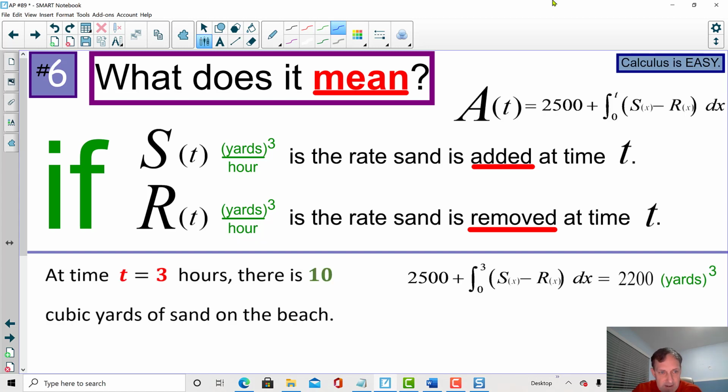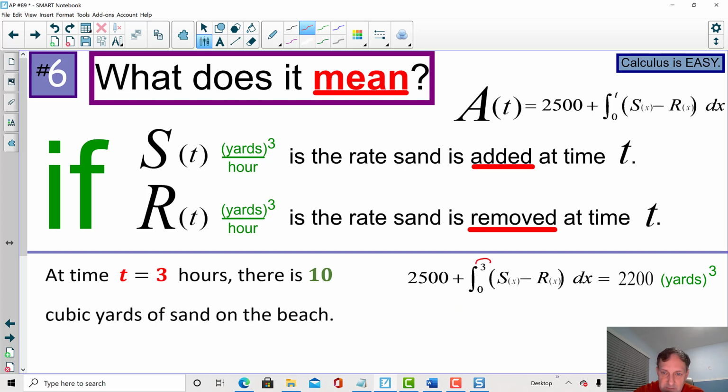Okay, there we go. At time t equals 3 hours, there is exactly 10 cubic yards of sand on the beach. And that's it. I did say that I knew this was the total change theorem because it had the starting amount and then plus all the changes. That's exactly what the total change theorem is. And the total change theorem tells you exactly how much you have at a moment in time. It's kind of like an instantaneous amount.